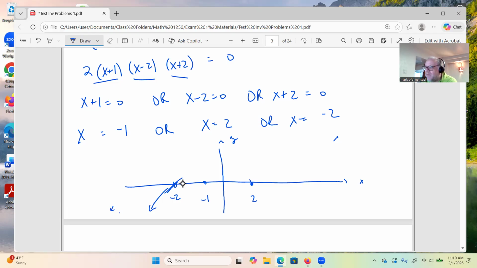We're going to look at what's the power on these? These are all power 1. They're all odd. They're all going to break through the axis. So it's going to break through. It's going to come down here. And then we're going to come down, and then we're going to come over here and something like that.